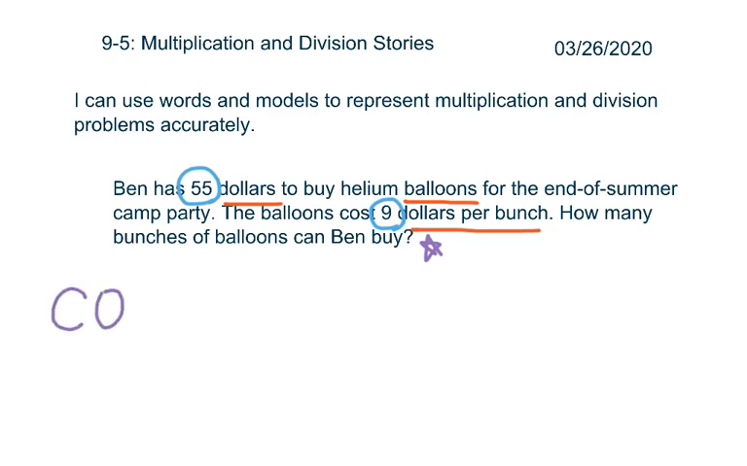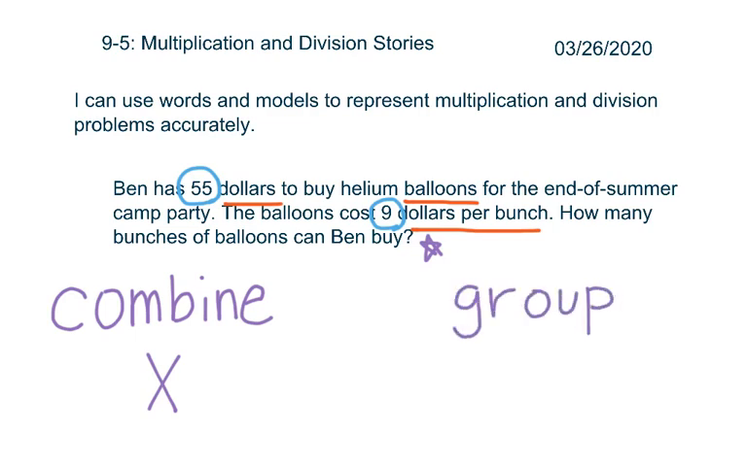If I'm combining groups, that often means I already have the groups and I want to find the total, so I would multiply. However, if I have the total and I want to know how many groups there are, that's when I would divide. So let's look at this example. He has $55. That's the total amount of money he has. And he wants to break it into groups of 9 so that he can figure out how many bunches of balloons he can buy. So since I'm looking for how many groups, I'm going to use division in this problem.